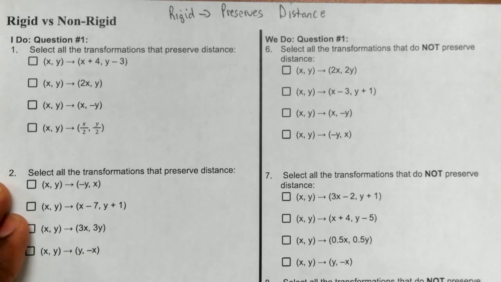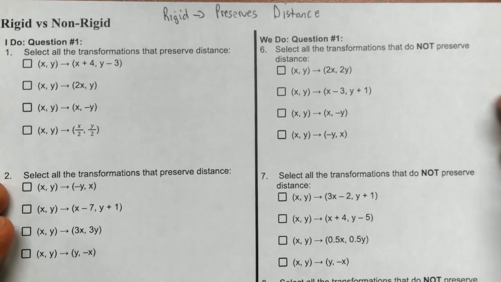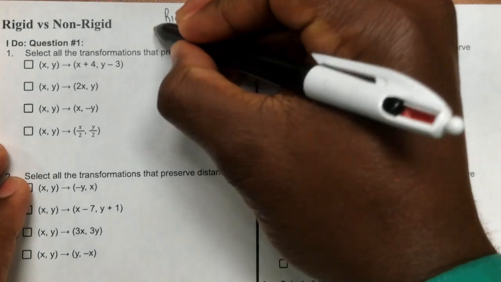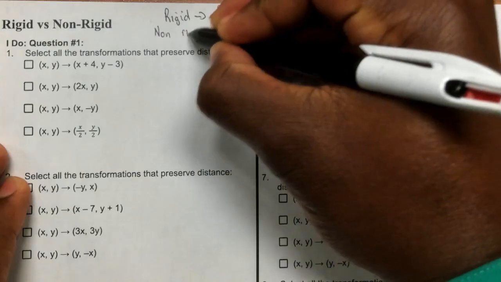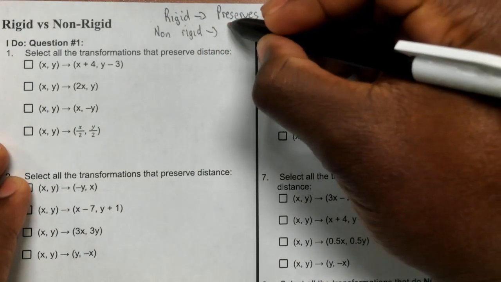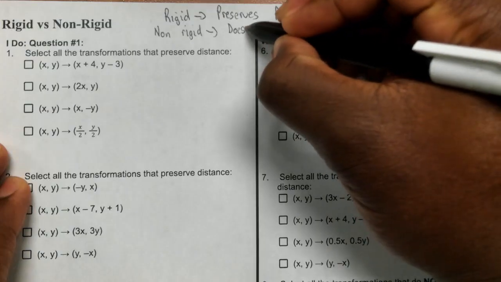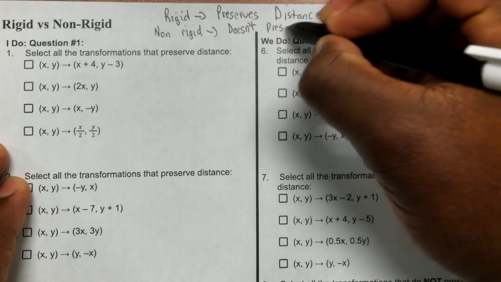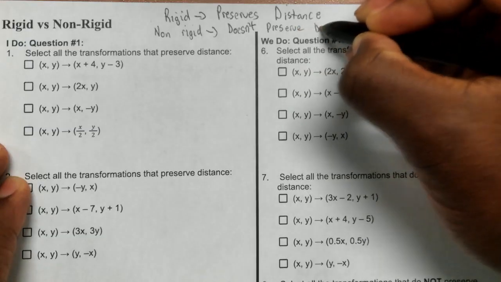Well, preserve means that you keep it constant. You keep it the same. So for example, salt preserves meat, because it keeps the meat from spoiling, it keeps the meat from going bad. So preserving distance means that you're keeping the distance from changing. Whenever you have non-rigid motions, non-rigid doesn't preserve distance. So that means the distance will change.